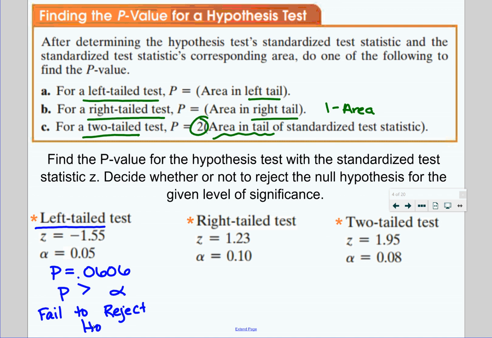All right, if you have a right tail, you need to look up that z-score value, 1.23. And we get 0.8907. That's the area to the left. We want the area in the right tail, so we do 1 minus. And for this one, you're going to get a p-value of 0.1093. Okay, so again, compare that to alpha. P again is greater than alpha, so we fail to reject our null hypothesis.